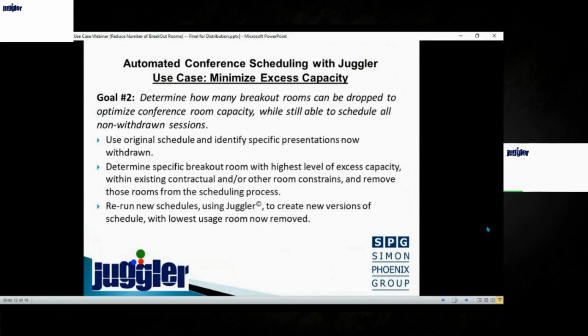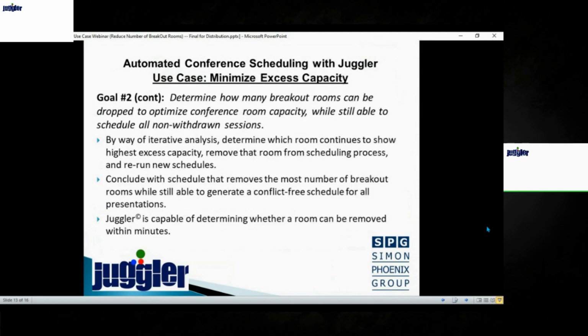The key here is to first determine the specific breakout room or rooms with the highest level of excess capacity. In other words, the ones that have the most vacant space in the schedule within the existing contractual and or other room constraints, and remove those rooms from the scheduling process. And then once that is done, rerun new schedules using Juggler to create new versions of the schedule with the lowest usage room having been removed.